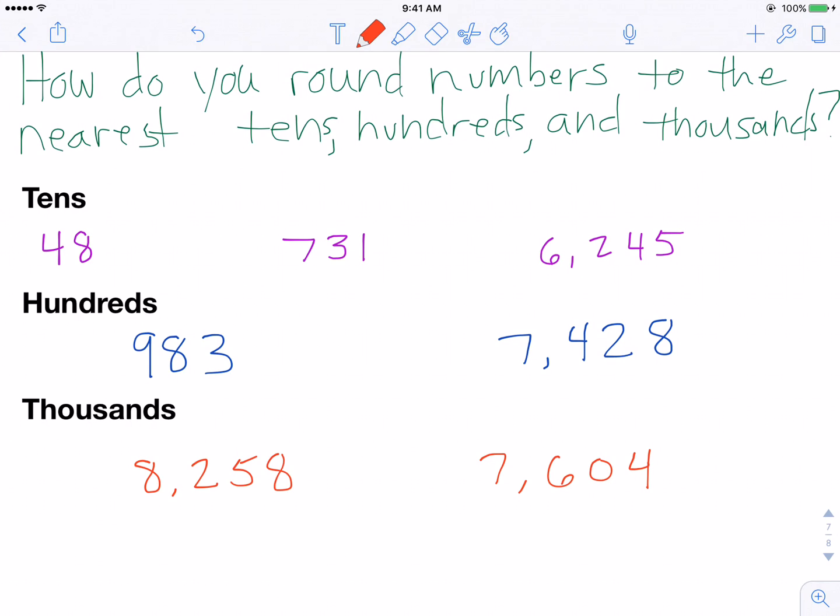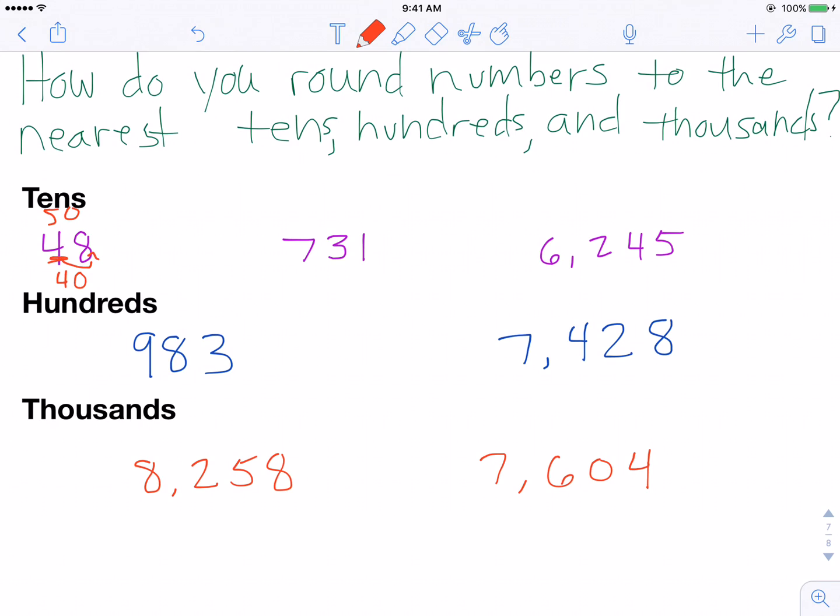This tutorial will answer the question, how do you round numbers to the nearest tens, hundreds, and thousands place? So for the nearest tens place, what you first have to do is decide which two tens 48 is between. If we look down here, I know that 48 is between the numbers 40 and 50 on the number line.